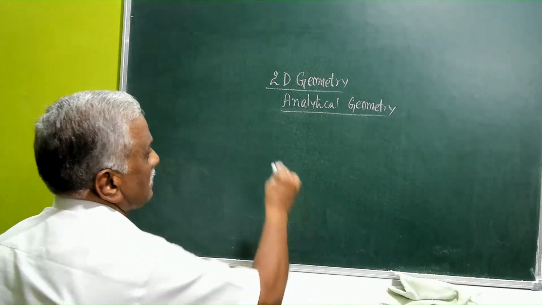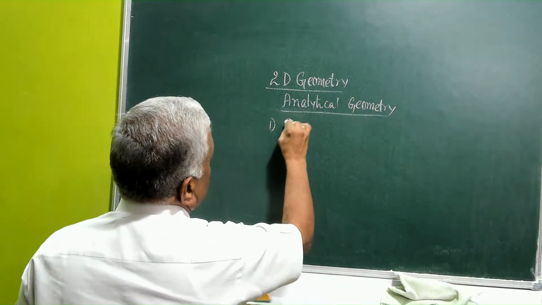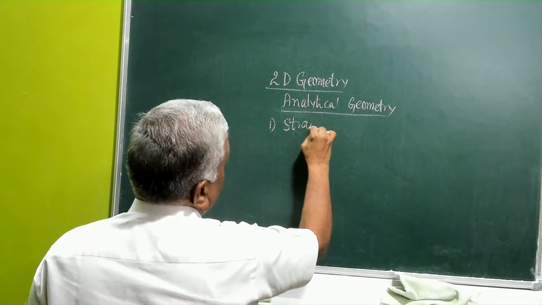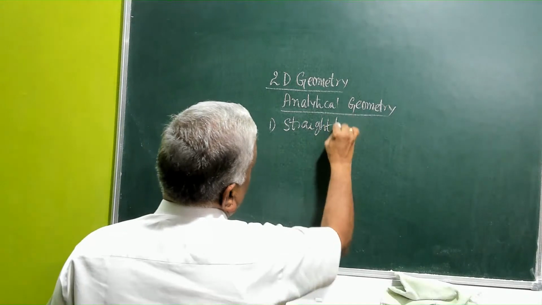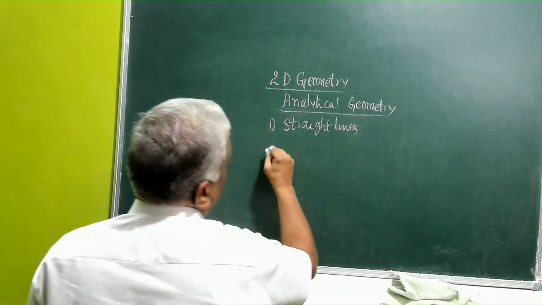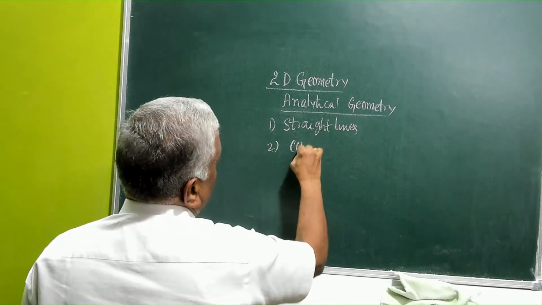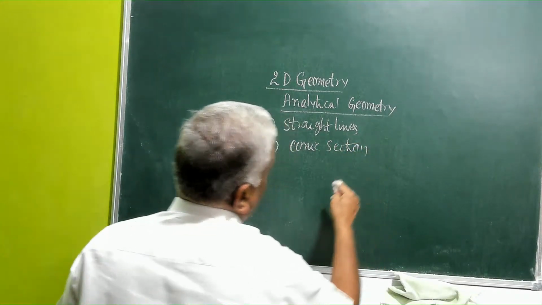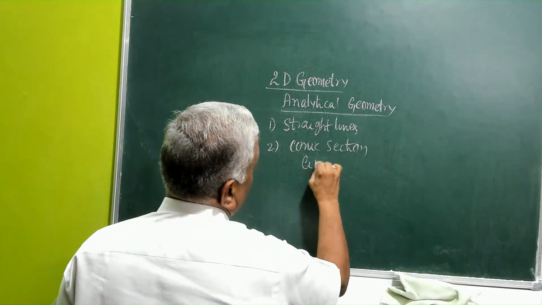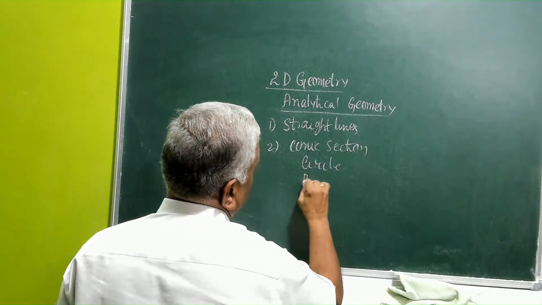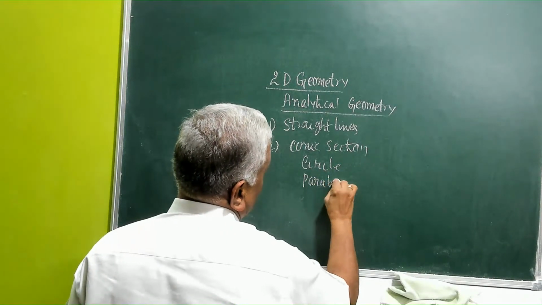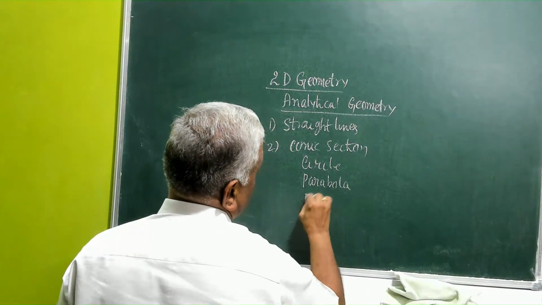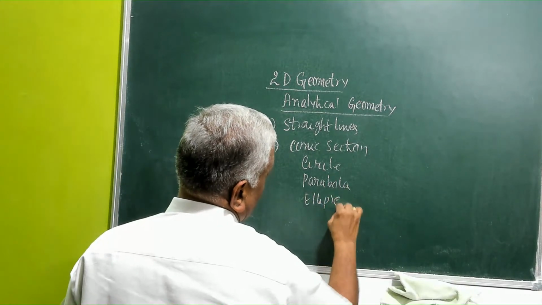What are the chapters you have studied there? First thing is straight lines. The next one is conic section. What are the conics you have studied? Circle, parabola, ellipse, and hyperbola.